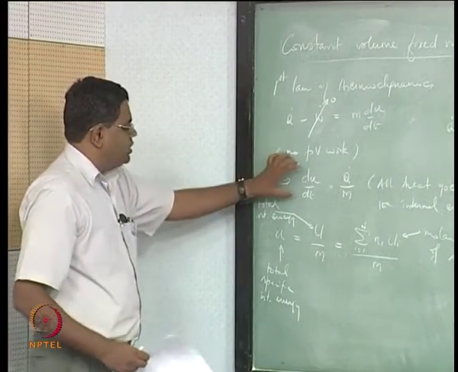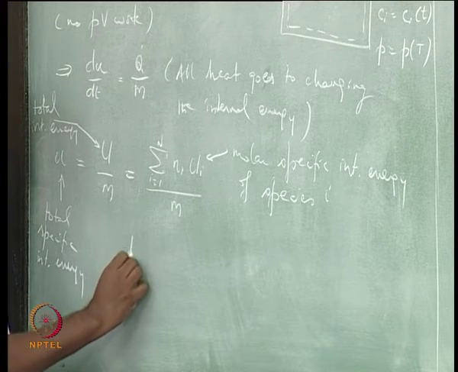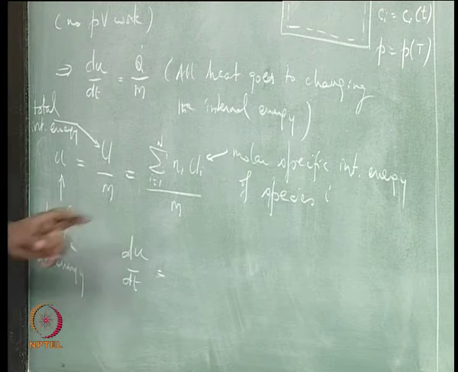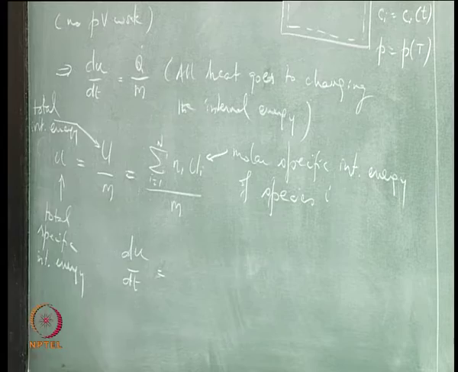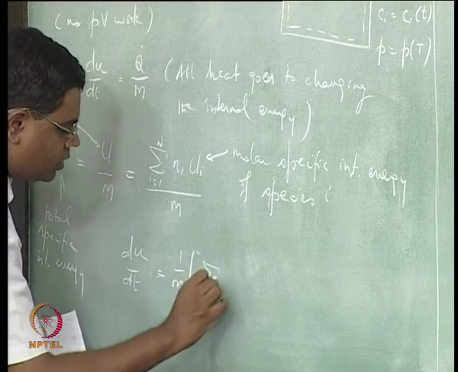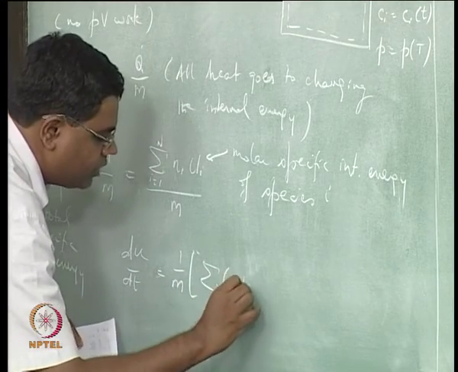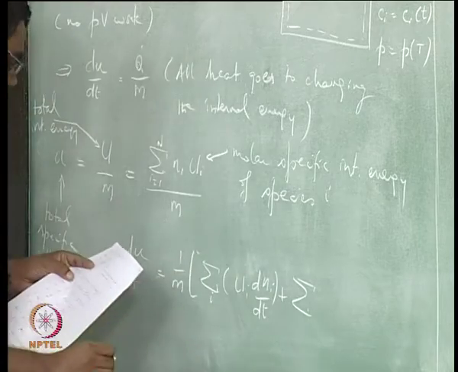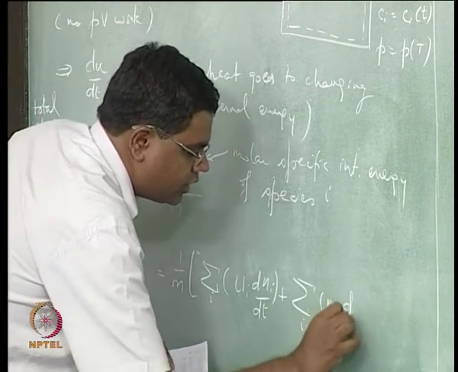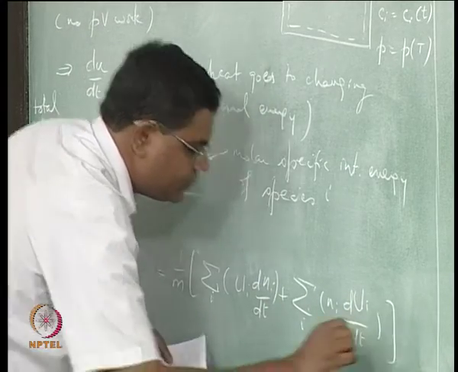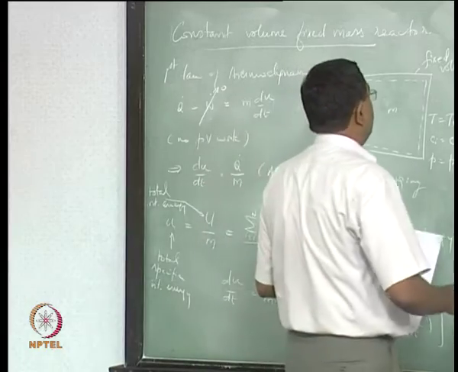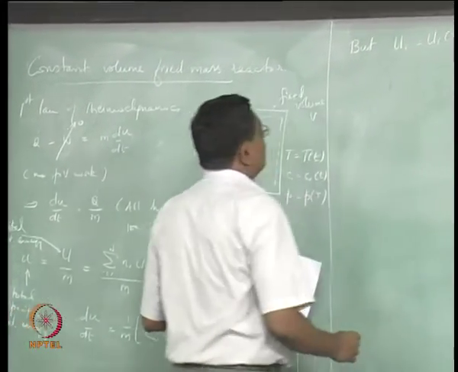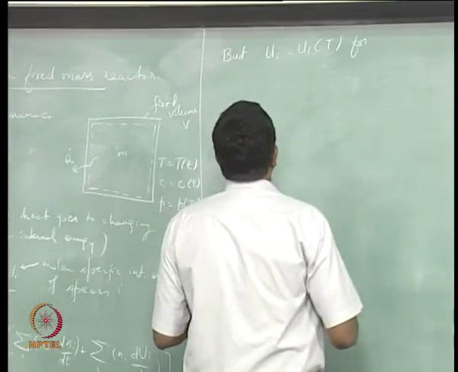So if you are now looking for du over dt, du over dt now changes because of two things. One is the number of moles that changes with respect to time, as well as the internal energy of species i that changes with respect to time. So this is 1 over m sigma i capital Ui dNi over dt plus sigma over all i Ni d capital Ui over dt. There are two contributions. Here again we notice that the molar specific internal energy is a function of temperature alone.